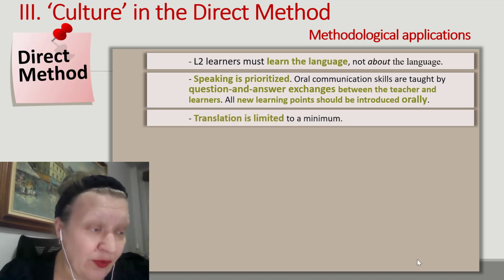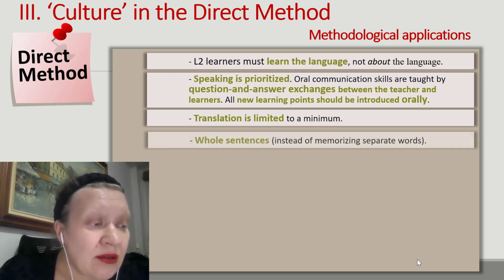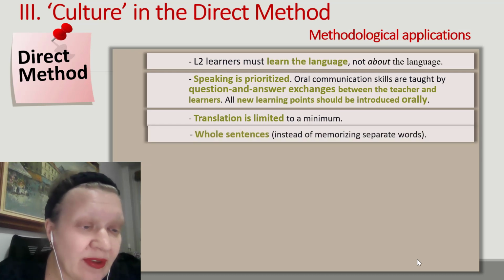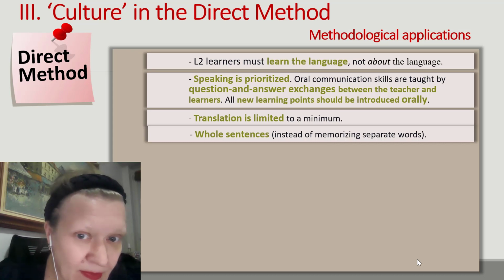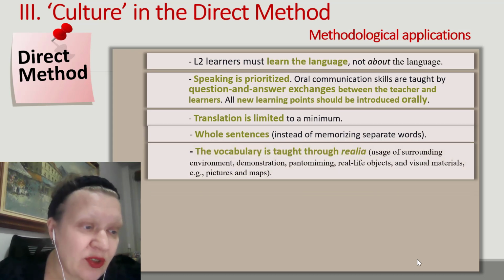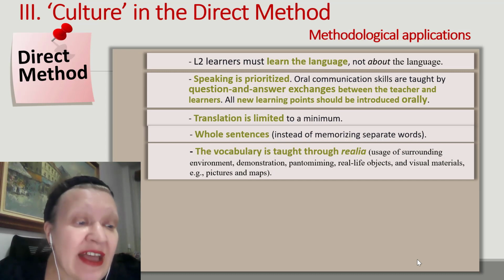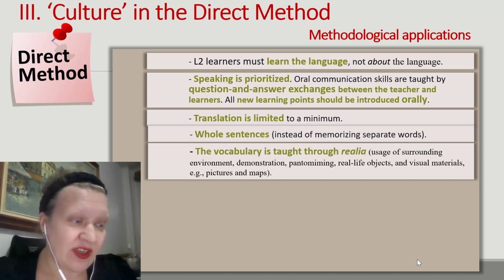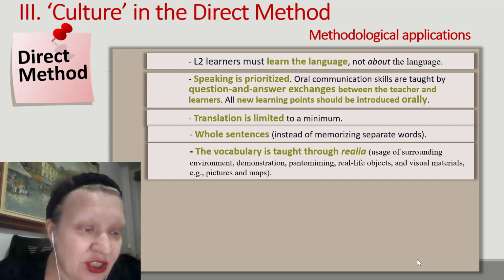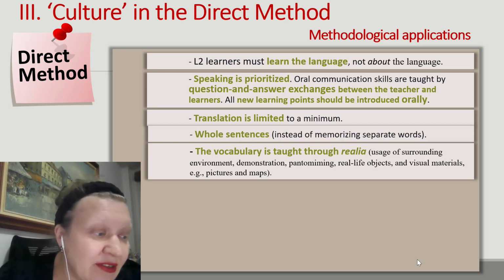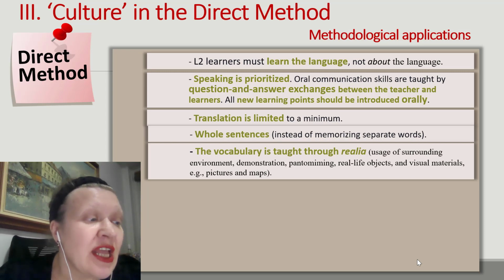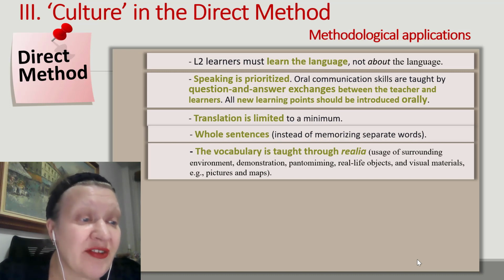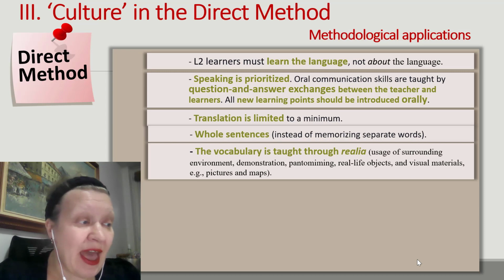Translation into the first language should be limited to a minimum. Whole sentences should be taught from the very beginning instead of memorizing separate words. The vocabulary should be taught through realia. That means that to present new vocabulary and concepts, the teacher should use the surrounding environment, demonstration, pantomiming, real-life objects, and visual materials such as pictures and maps.